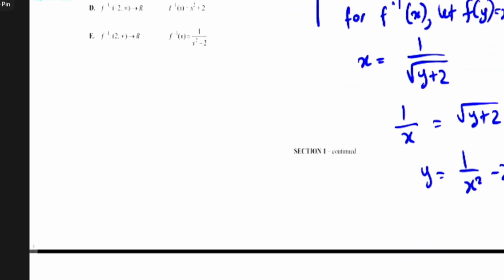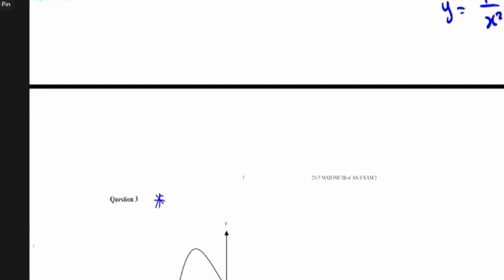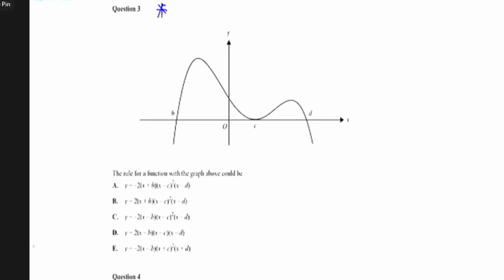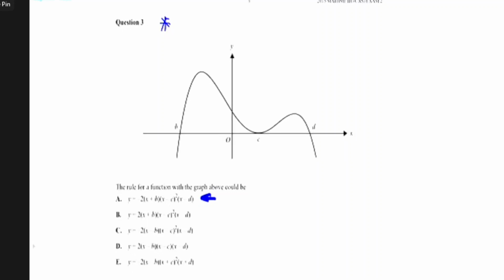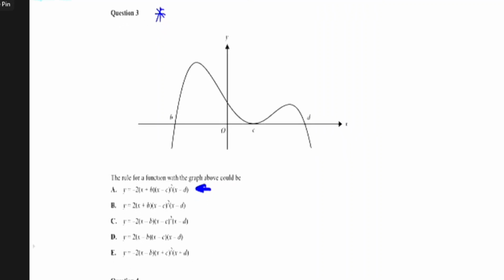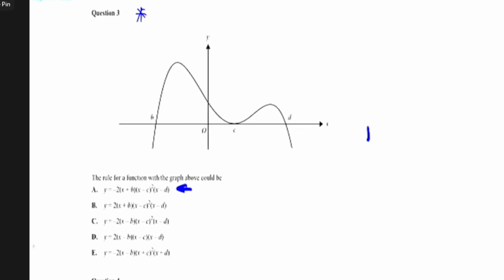I think the next question is question 3. Question 3 is pretty tricky. So most of us would immediately go A, just because of the nature of how we find these types of graphs. But it's actually kind of a trick question, because here we've got b is a negative value, so b is less than 0.